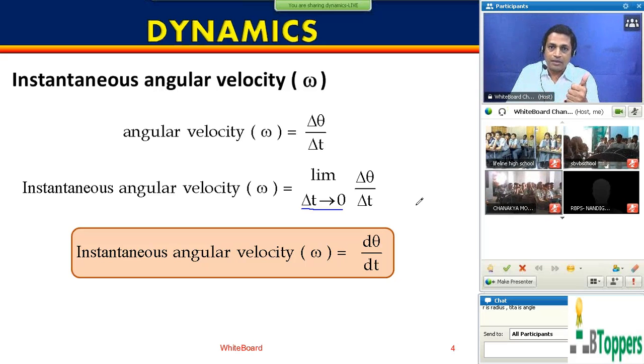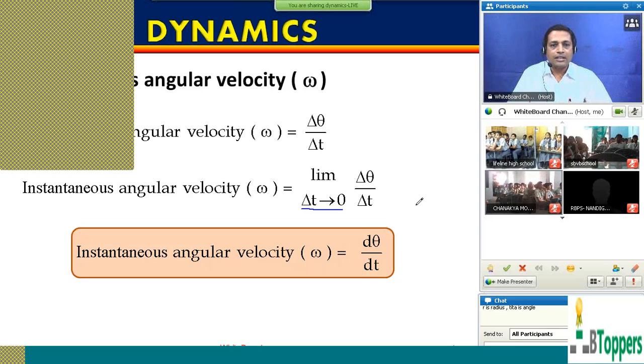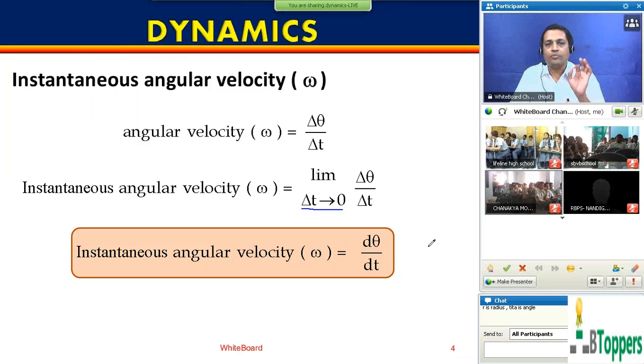So delta t is a time interval, dt is also a time interval. Delta theta is an angle interval or the displacement in terms of angle. D theta is also displacement in terms of angle. The only difference is that these delta things can be very large, whereas dt means very, very small. That is what is called angular velocity.